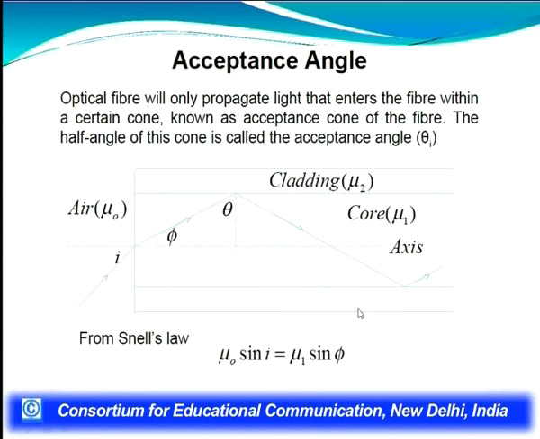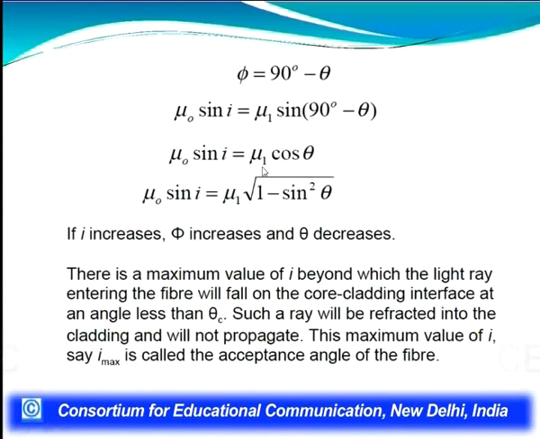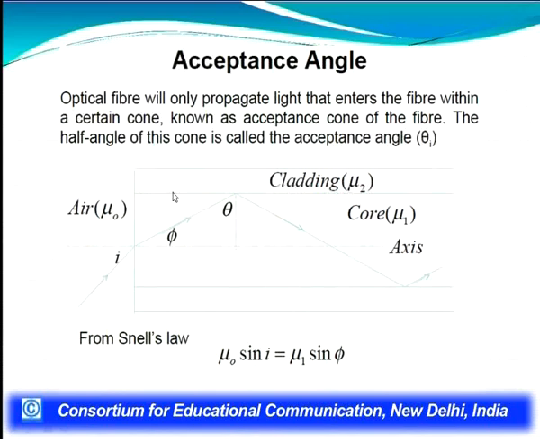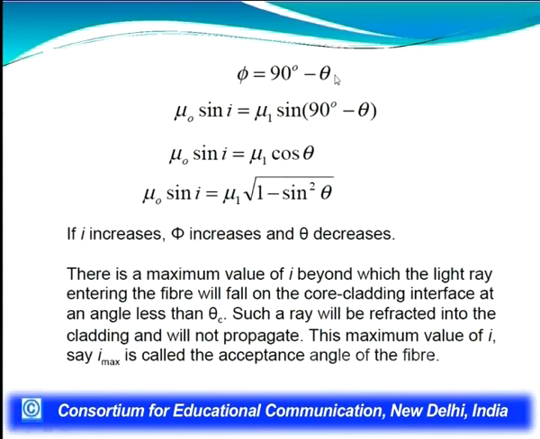From Snell's law, we can take how it is going into the fiber, and then how it is reflected in the fiber, which is mu naught sine theta I is equal to mu1 sine phi. Next, we know that phi is equal to 90 degrees minus theta, and then mu naught sine theta I is equal to mu1 sine phi. The phi will be replaced by 90 degrees minus theta.